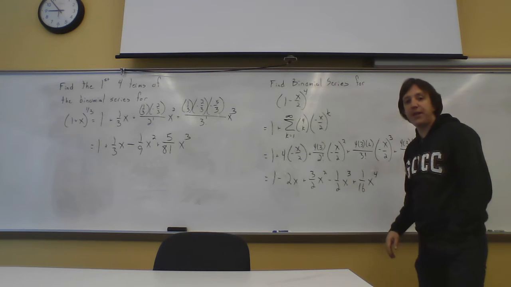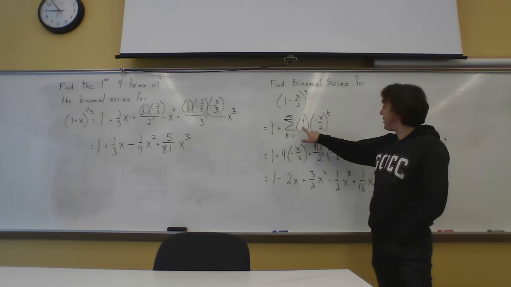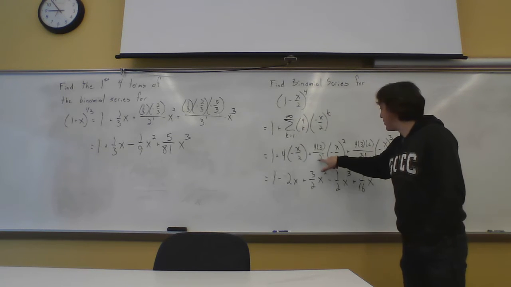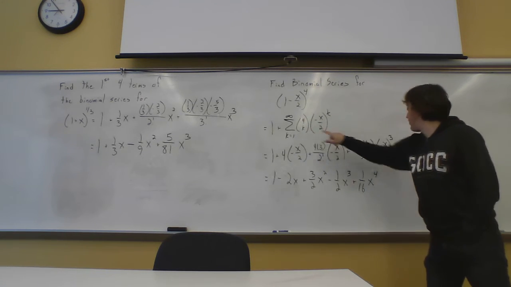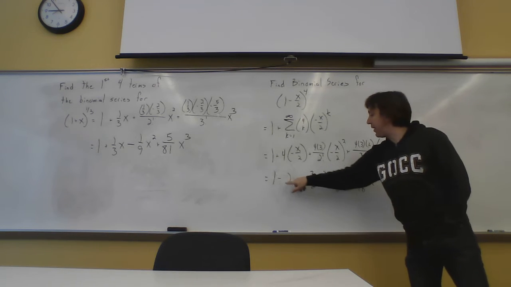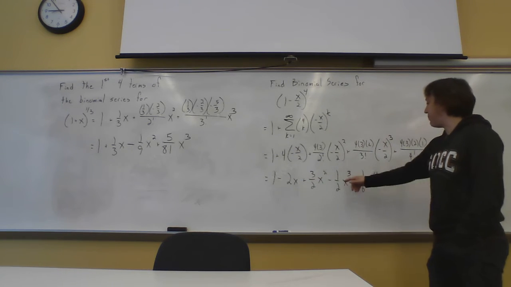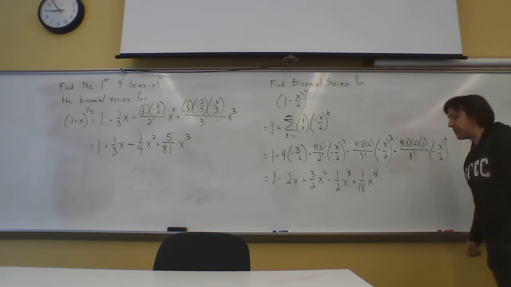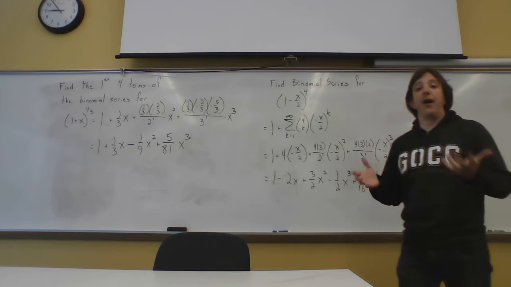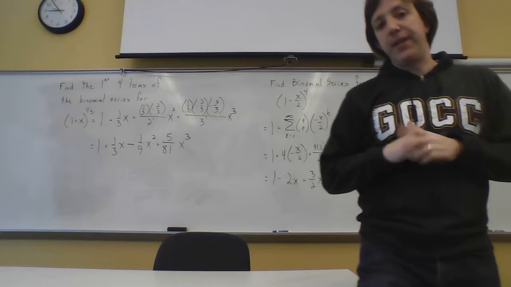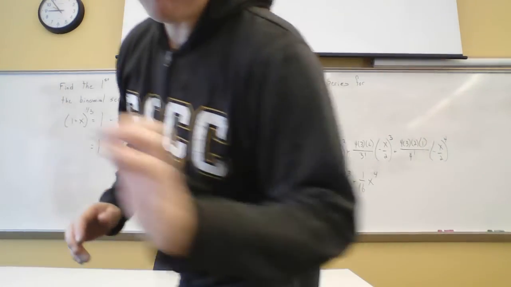So doing the arithmetic or using your calculators, again, you do 4 choose 1, 4 choose 2, 4 choose 3, 4 choose 4. We get 1 minus 2x plus 3 over 2 x squared minus a half x cubed plus 1/16 x to the 4th. All right, I have one more thing, and it's really pretty slick, so hang on for just a second.